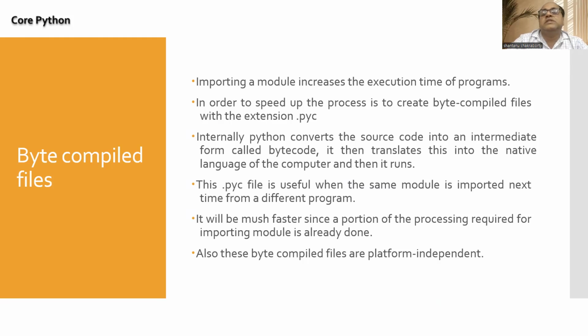So as we use the JVM in Java, the Java virtual machine, we use the PVM, the Python virtual machine. So here, a module increases the execution time of a program, and to speed that up, we create a .pyc file, that is the byte compiled file, which is very useful when the same module is imported over and over again in different programs, and will make the program execution much faster and platform independent. So these are some of the flexibilities that we use in the Python programming language.